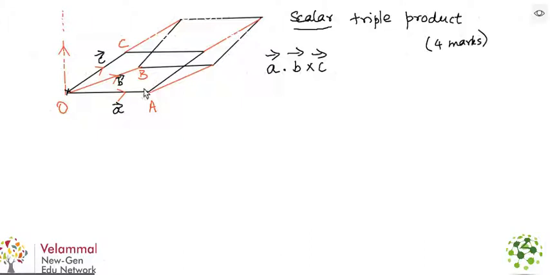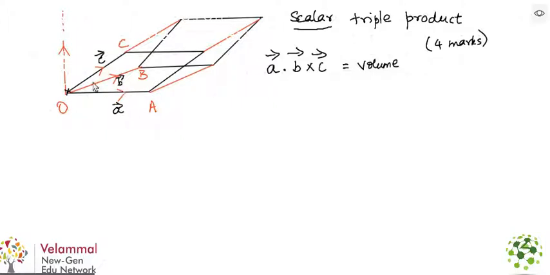What is a parallelepiped? You have a cuboid, right? Cuboid is made up from a rectangle. Okay, the base is a rectangle. But when you make a similar solid with a parallelogram, it is called the parallelepiped. And A dot B cross C represents the volume of the parallelepiped.